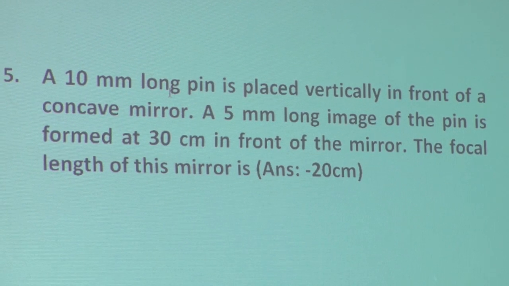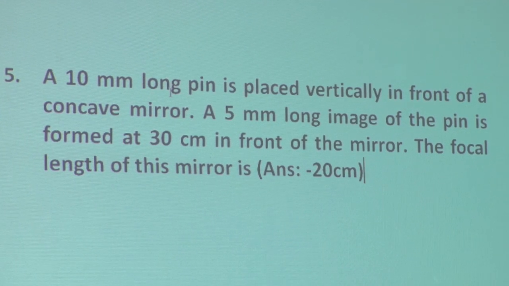So here the problem says a 5 millimeter long image of the pin is formed 30 centimeter in front of the mirror. So we got one clue. What is that clue? A concave mirror forms a virtual image only when the object is within the focus. This image is in front of the mirror, and in front of the mirror means it is a real and inverted image. That is sure, because a concave mirror forms an image in front of it only when it is real. Inside the mirror we get an erect image. So this is an inverted, real image, and that is the main clue that we have got.